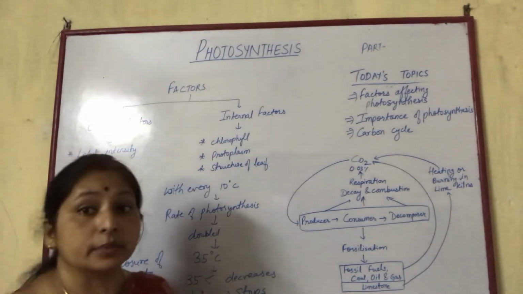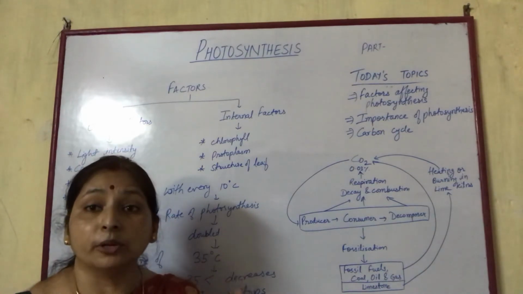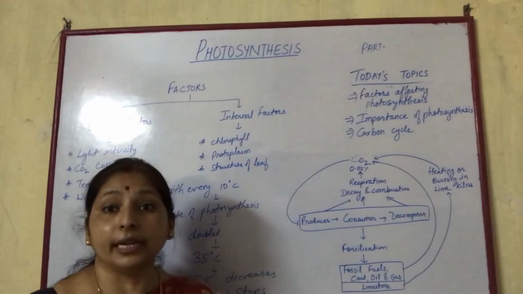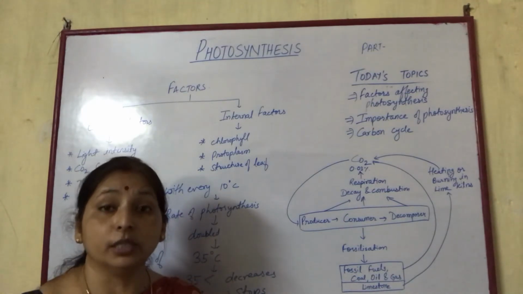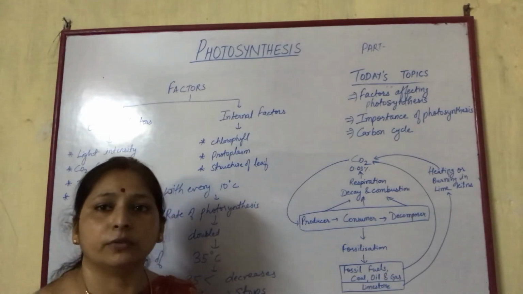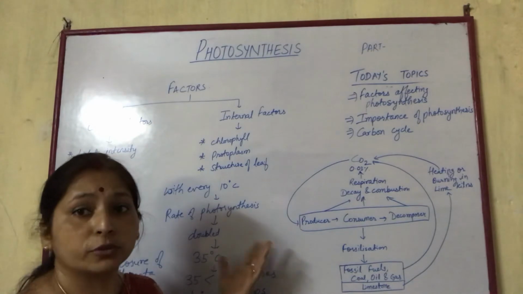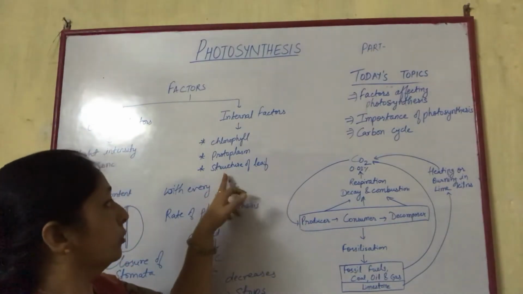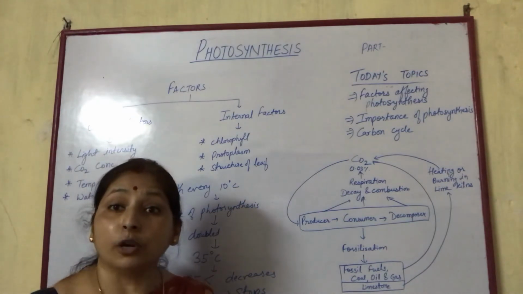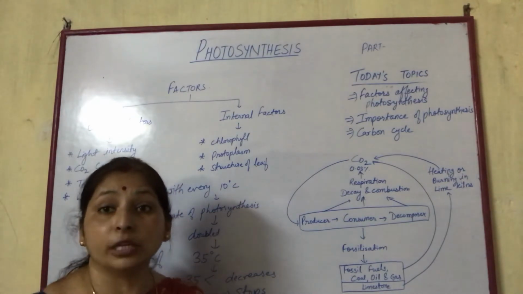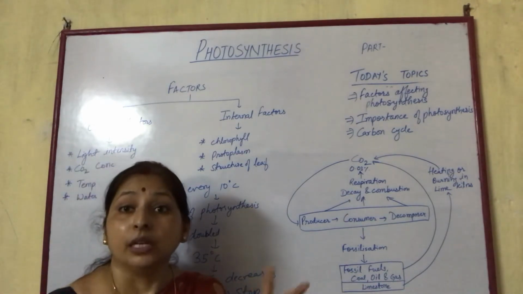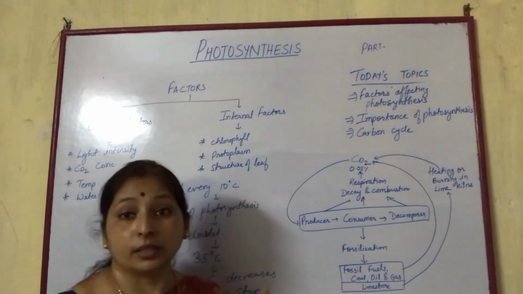Then there is protoplasm. If the protoplasm is less because of less water content, less availability of water, it means closure of stomata, then reduced photosynthesis. Decrease in photosynthesis process. Structure of leaf is very important for photosynthesis. Broad leaf facilitates more light absorption. Then the position of the leaf on the plant also facilitates light absorption.